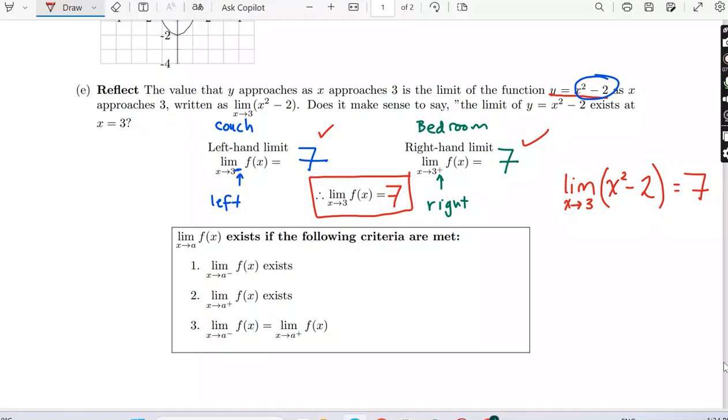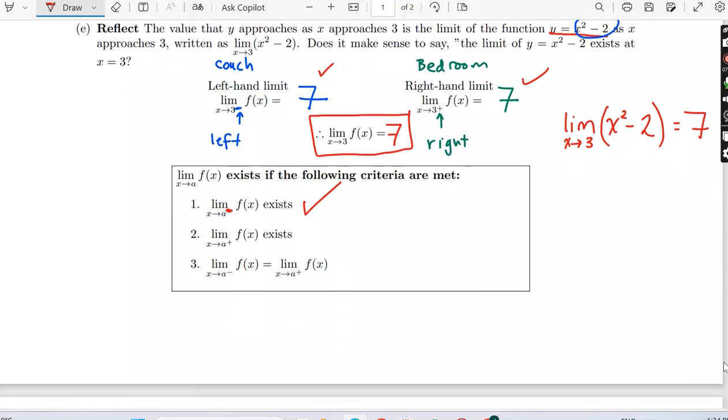So in summary, the limit as x approaches a of f(x) exists if the following criteria are met. If approaching from the left side, that number exists, which sometimes it might not. A scenario might be if you end up dividing by 0, for example. You can't divide by 0, which means the limit doesn't exist. Or the limit as x approaches a from the right also exists, and those two numbers happen to be the same, then we say the limit of f(x) as x approaches a exists.